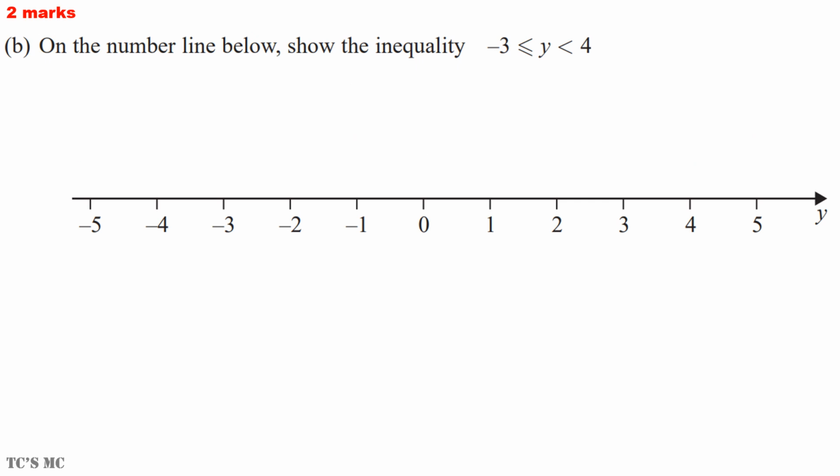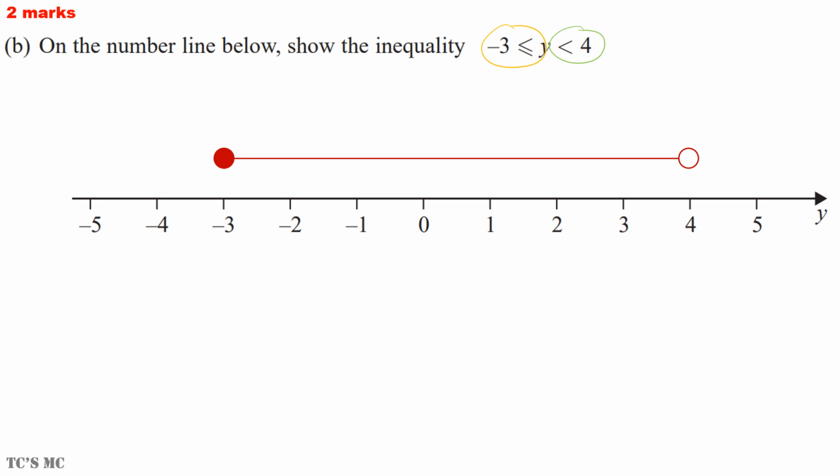On the number line below, show the inequality -3 is less than or equal to y, which is less than 4. If we focus on this part, the symbol has an equal to underneath. That means we need to draw a circle above -3 that is filled in. Now we can focus on this part. There is no equal to underneath. That means we need to draw a circle above 4 that is empty. Then we need to join it up.